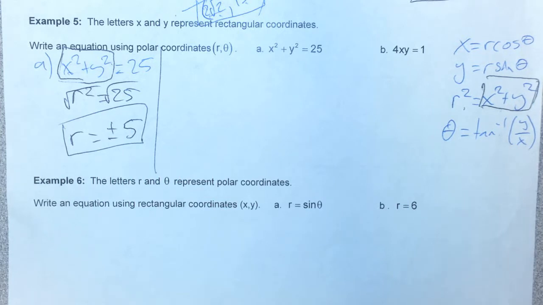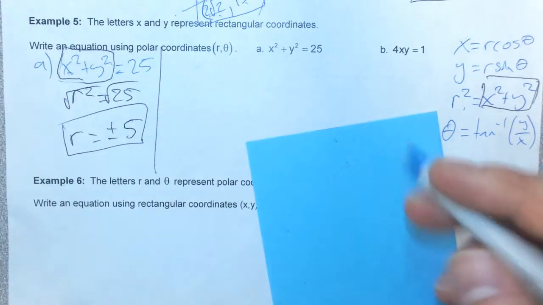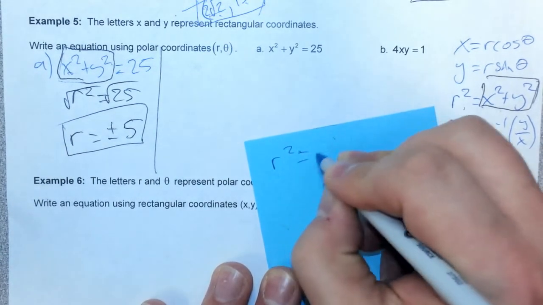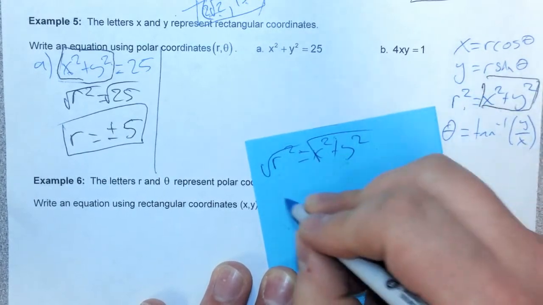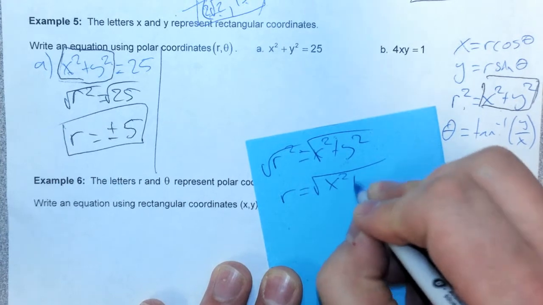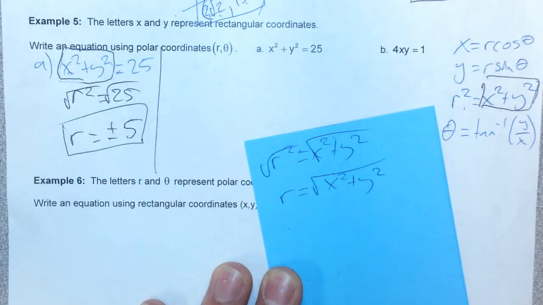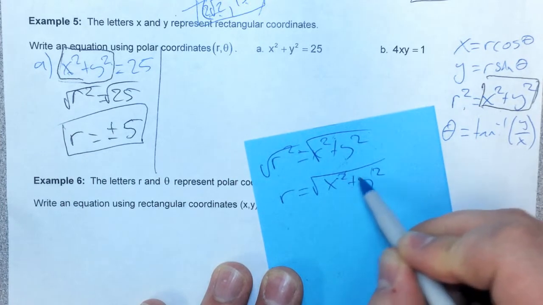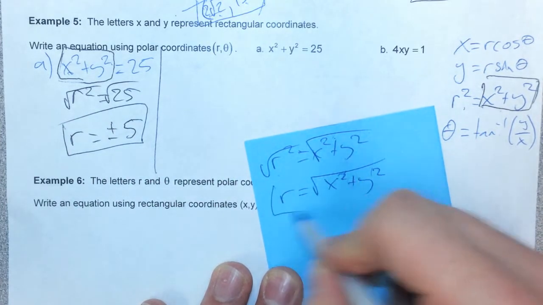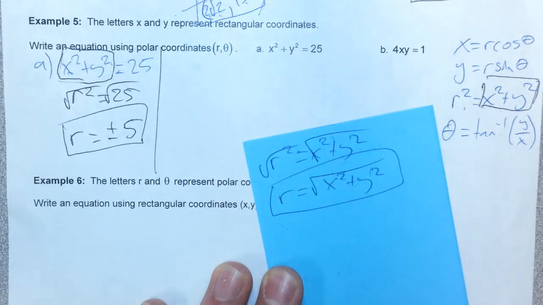Can you put r into the y squared? No. That's because just r by itself, since it's r squared equals x squared plus y squared, taking the square root would be r equals the square root of x squared plus y squared. And you can't cancel the squares through addition. So you'd have to leave it like this. Okay?